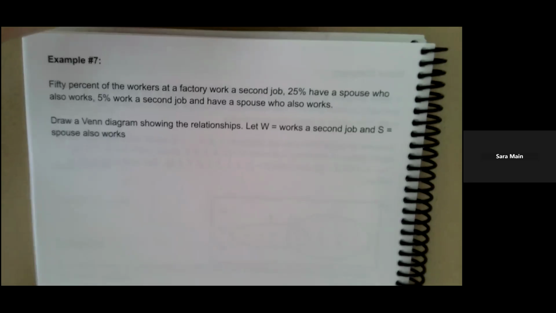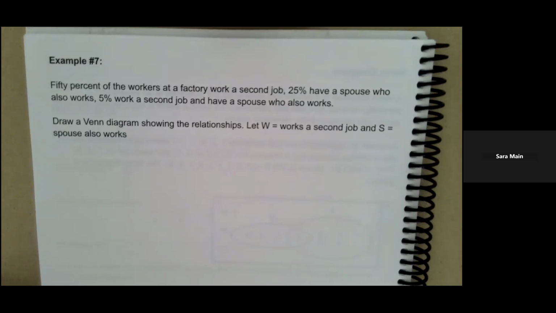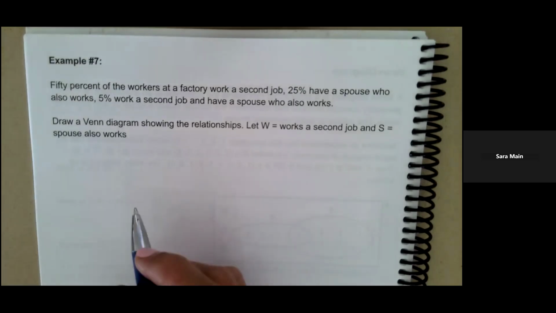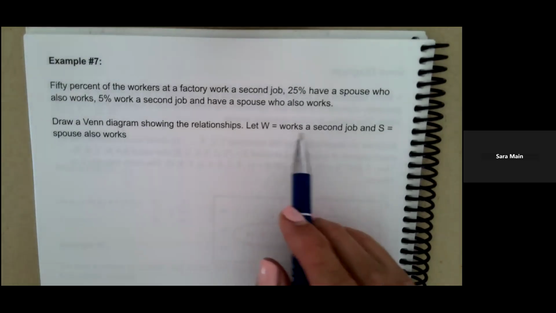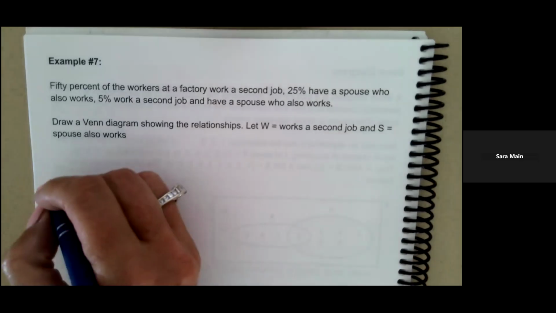Let's try one last Venn diagram. Example 7 on page 82 says 50% of the workers at a factory work a second job. 25% have a spouse who also works. 5% work a second job and have a spouse who also works. Okay. So draw a Venn diagram. W is going to be works a second job, and S has a spouse who also works.